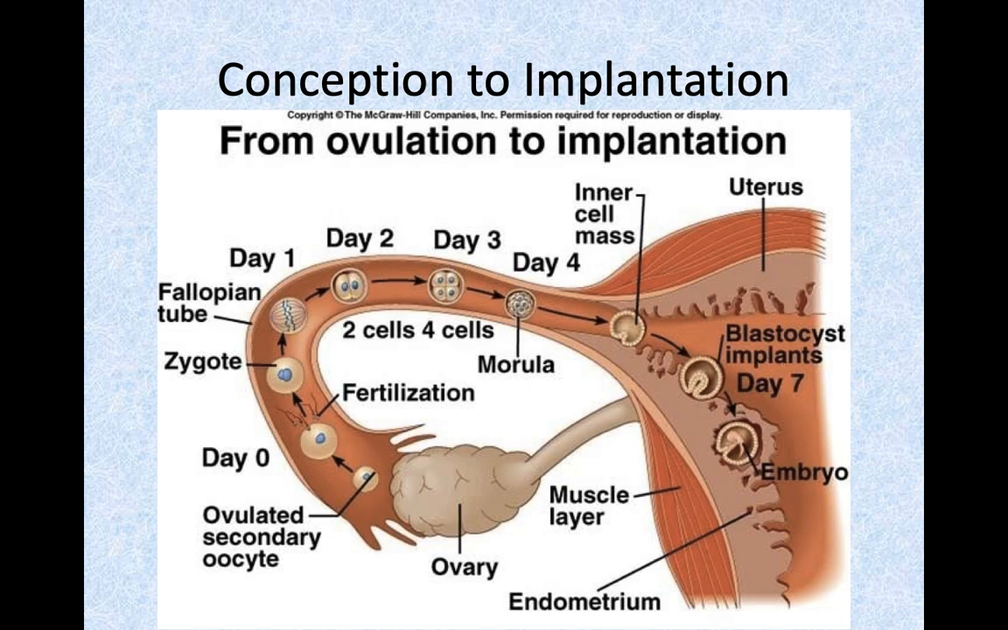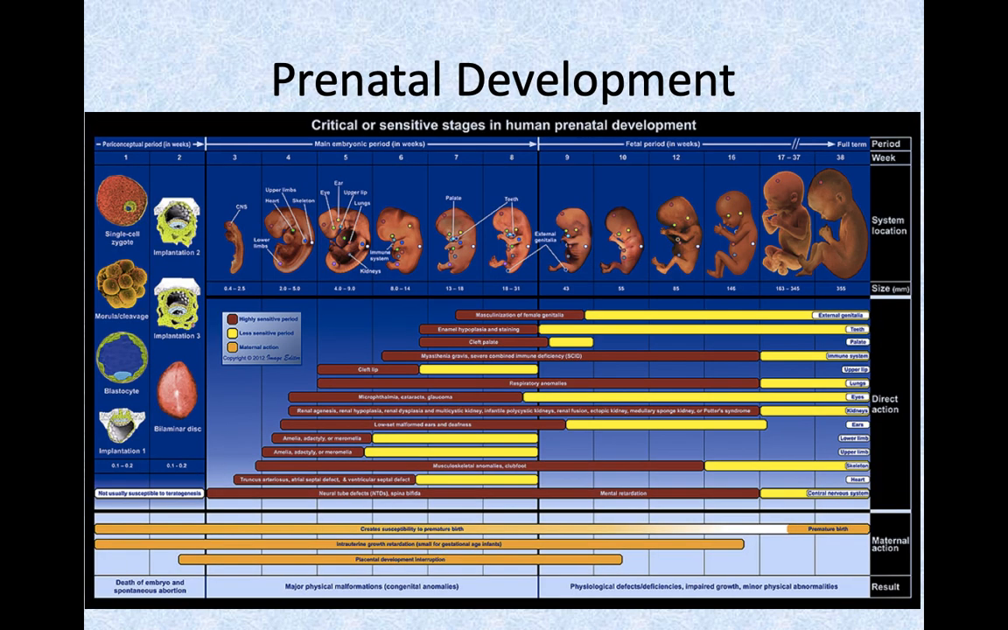Other times, the egg will make it to the uterus before conception can occur and the sperm can meet. So the timing is actually quite fine-tuned. It's only a couple of days where the fertilization can occur, and then a couple of days later when the implantation can occur. So here is some interesting imagery of prenatal development.